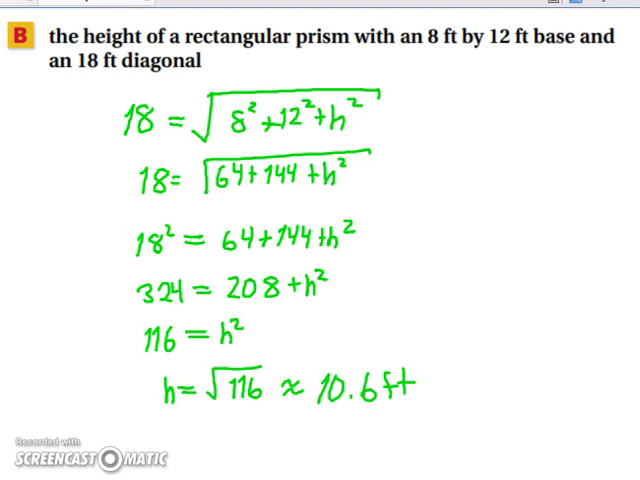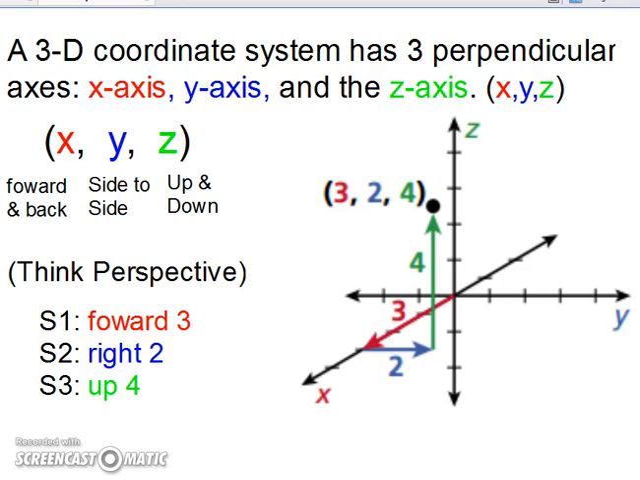Let's look at a three-dimensional coordinate plane. A three-dimensional coordinate system has three perpendicular axes: the x-axis, y-axis, and the z-axis. X, Y, Z. So instead of having an XY coordinate, now you just have an XYZ coordinate. Okay, your X goes forward and back. Your Y goes side to side, and your Z goes up and down.